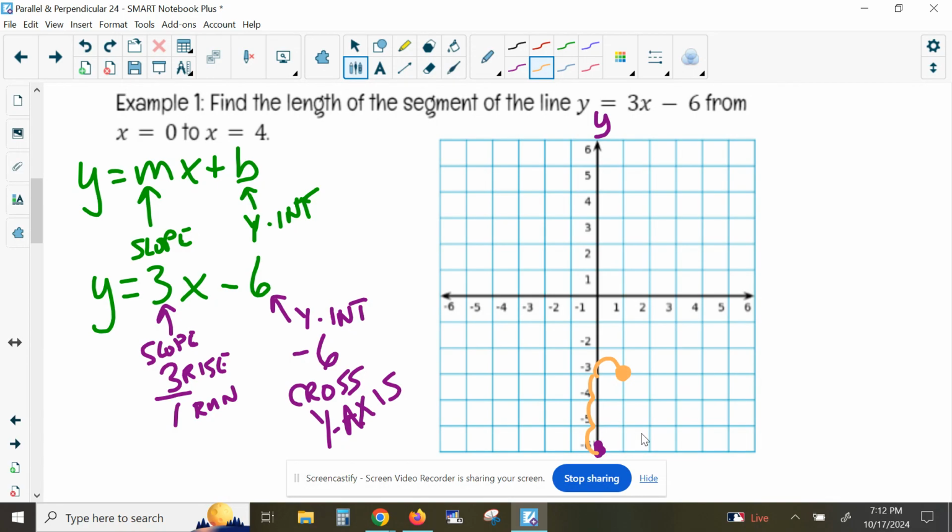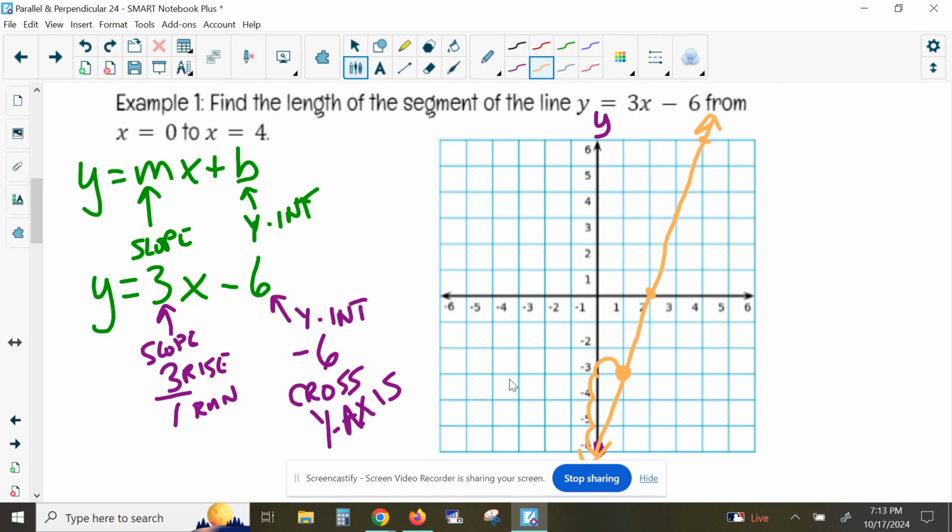And I can continue up the graph. Rise 1, 2, 3, run 1. And I could do the whole entire graph like that if I want. And then I would just connect these. This is a line that goes forever. And it looks like that.